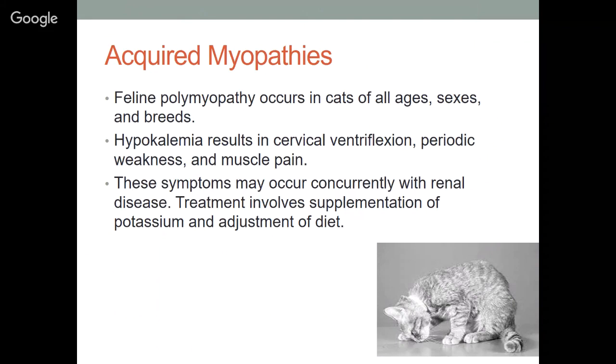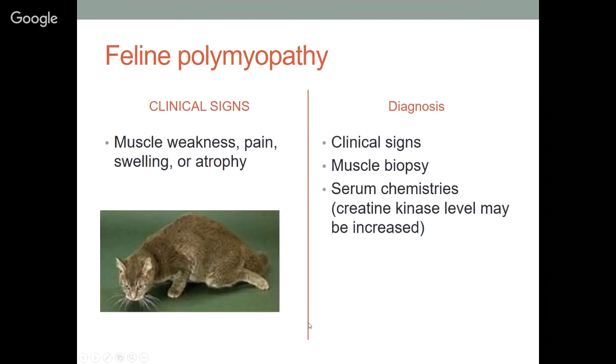These symptoms may occur concurrently with renal disease, and the treatment involves supplementation of potassium and adjustment of the diet, treatment of the renal disease. So here's another cat with polymyopathy causing muscle weakness, pain, swelling, or atrophy.